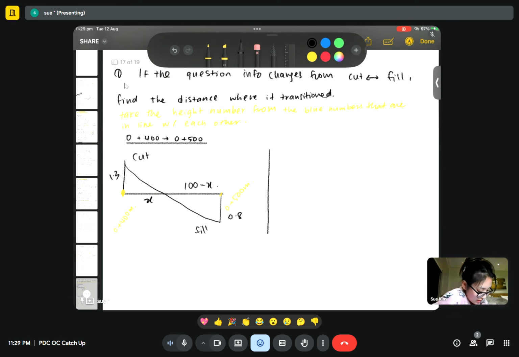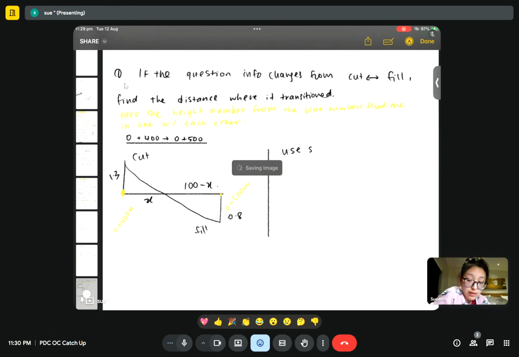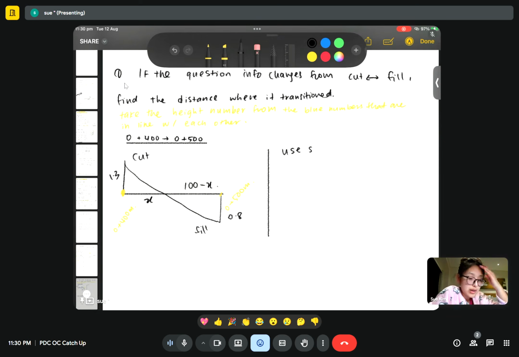Okay, so now how do I find the value of x? I need to basically use similar triangles. But don't worry about thinking about the theory too much. It's always going to be this same diagram, this same format.